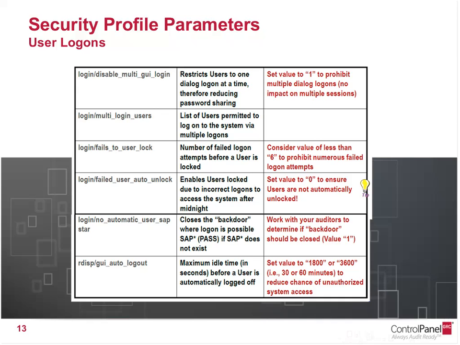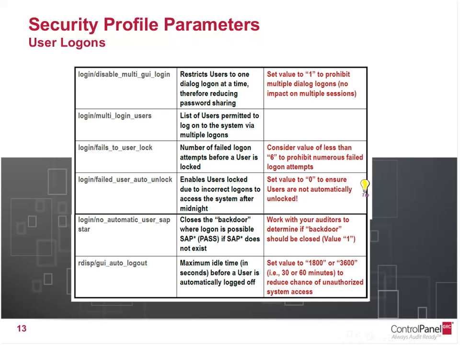login/failed_user_auto_unlock is going to determine if at midnight a user that's locked due to incorrect logon attempts is going to be automatically unlocked. Most of the systems have this set now to the appropriate value of 0. We don't want these users to automatically be unlocked at midnight. If you get locked due to incorrect logons, you should be locked again tomorrow.